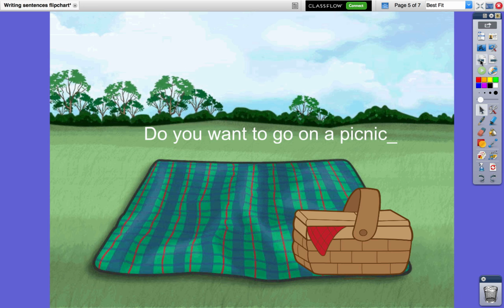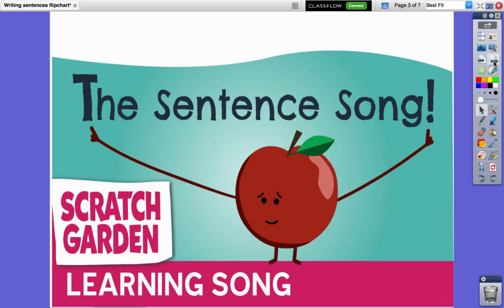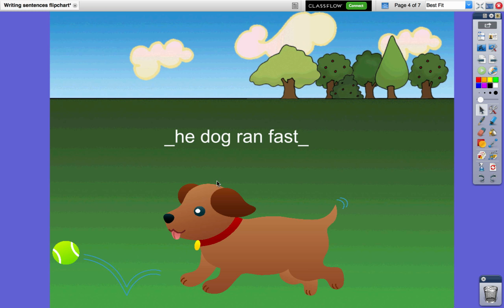Here's my first slide. Sorry about that. Here, the dog is actually my magic box. There are letters and punctuation behind it that the students are going to put into this sentence right here. The sentence is supposed to say, the dog ran fast. The students just pull out, and things come out from behind it.